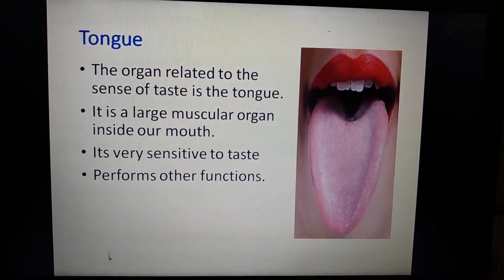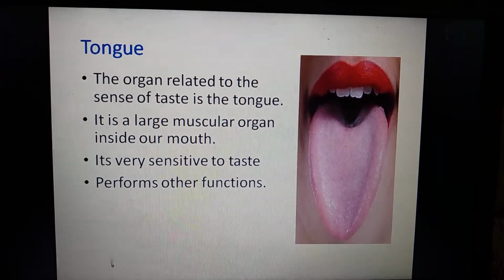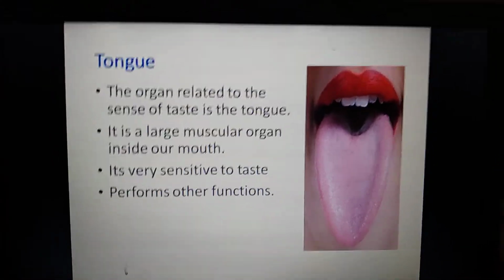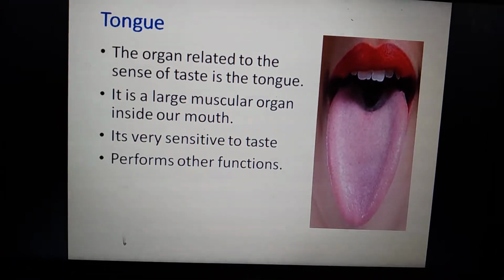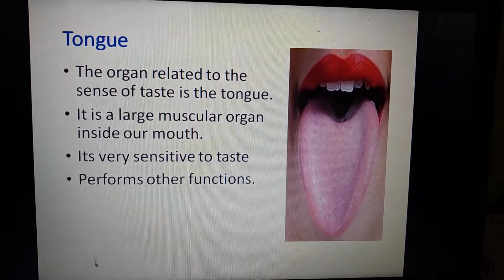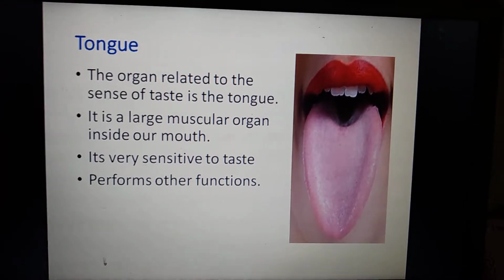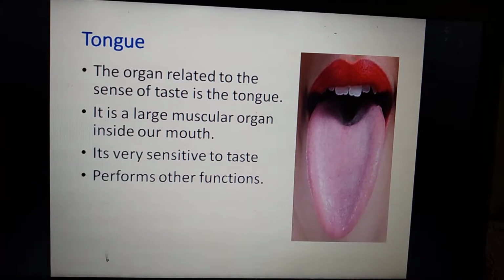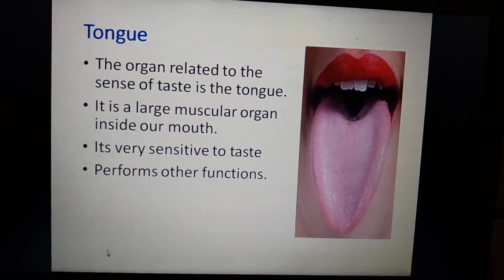In our body, the tongue is one of the large muscular organs. It is made up of soft muscle, so it is called a muscular organ. It is a very large muscular organ in our mouth, and it is very sensitive to taste. Whenever you taste food, you can immediately find out whether the spice is less or the salt is less. We can identify it. It also performs other functions.